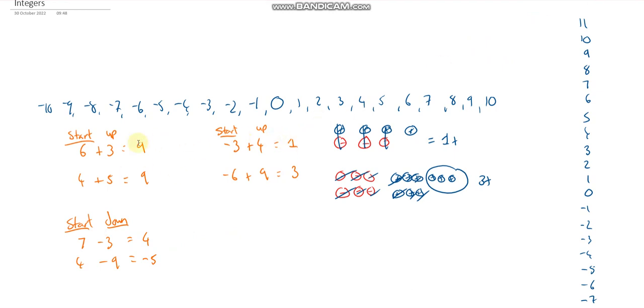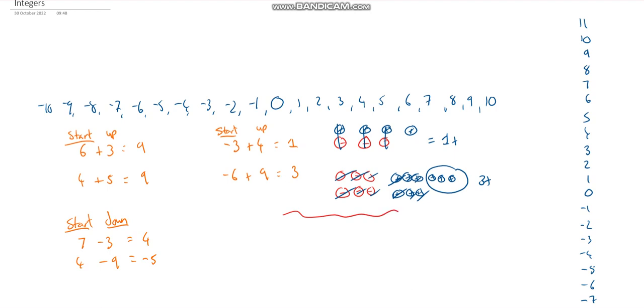So that's us discussed using the number line, where we maybe start on a negative number or finish on a negative number. But all we've done so far is just add and subtract whole numbers. So let's think about adding and subtracting negative numbers.